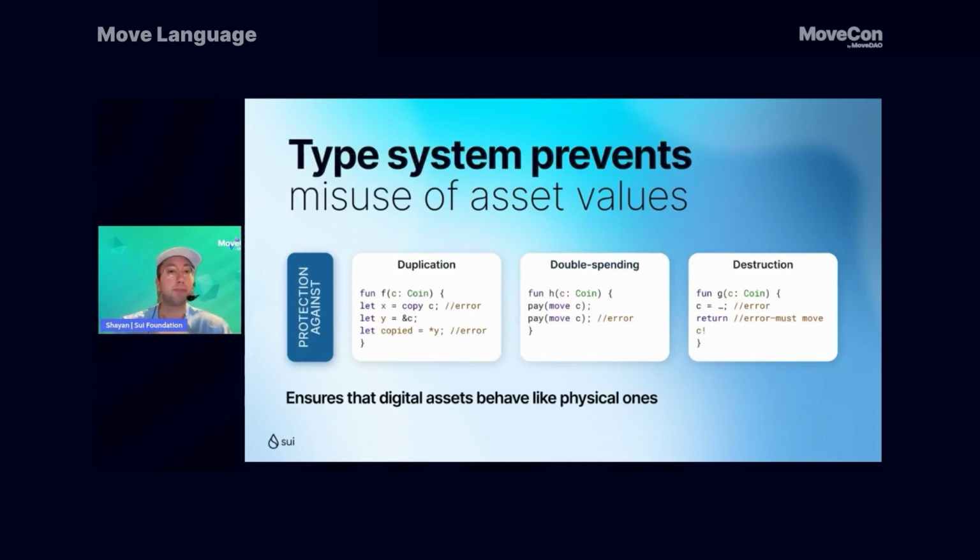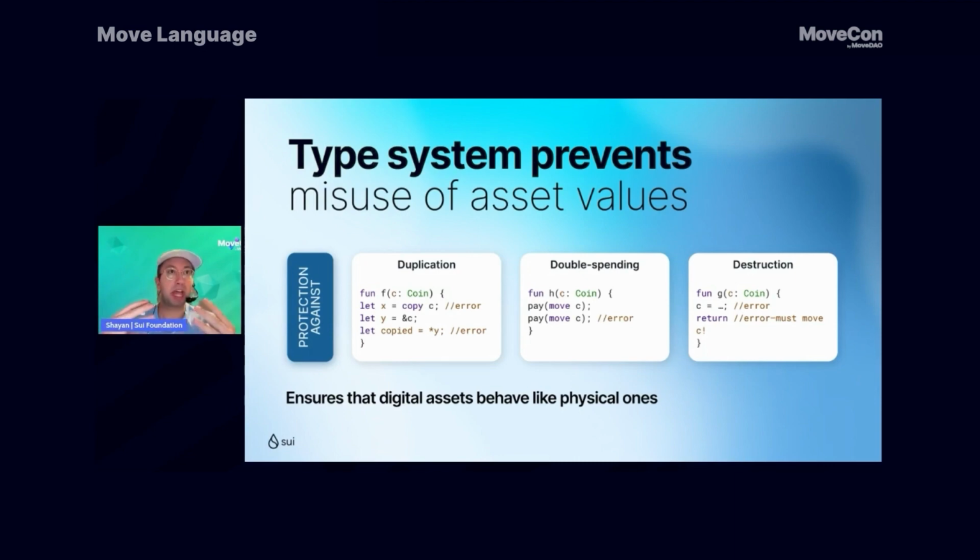Another big thing is that Move has a type system that prevents misuse of asset values. What does this mean? Essentially, Move is a flexible programming language that gives developers all the tools they need to succeed, while at the same time preventing them from shooting themselves in the foot. Because if you can, you will. You can look at these code examples that demonstrate how these three errors are invalid. You can't duplicate, you can't double spend, and you can't destroy coins.